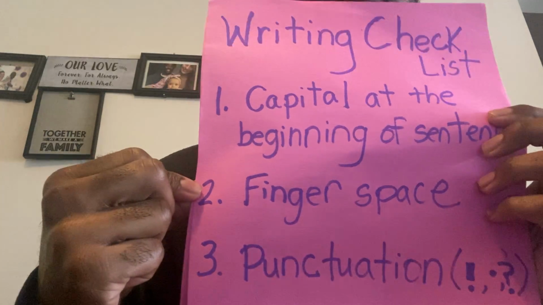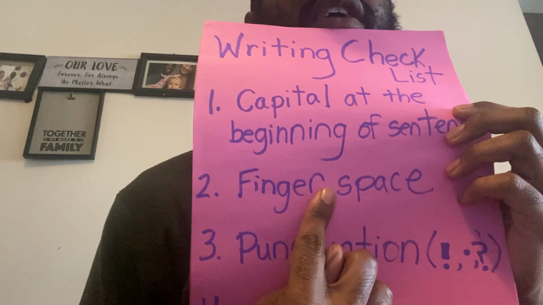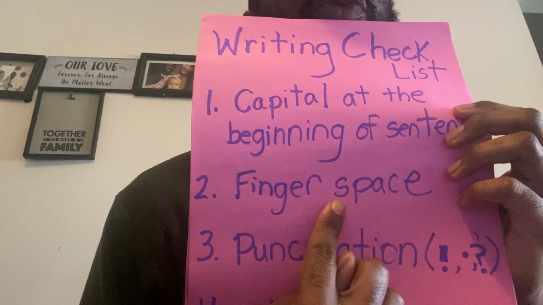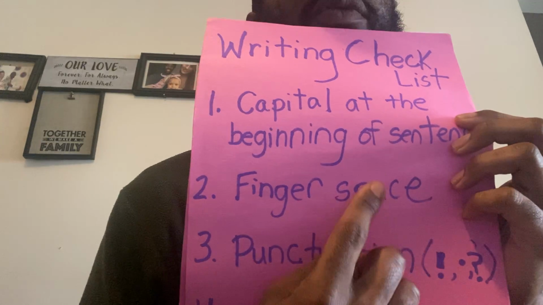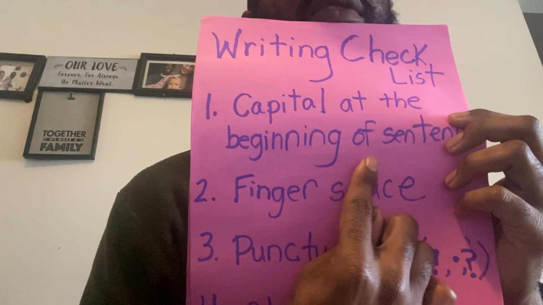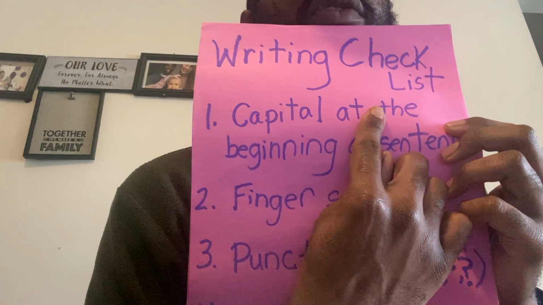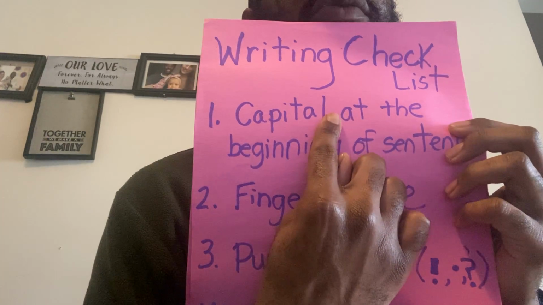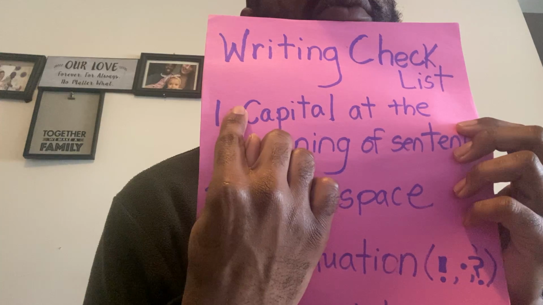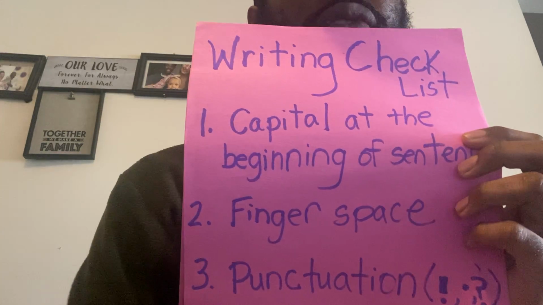Rule number 2, finger space. You should be able to put your finger in between these words. If you cannot put your finger in between the words, that means the words are too close. I'm showing you that I can put my finger through the spaces, so I have good finger space.